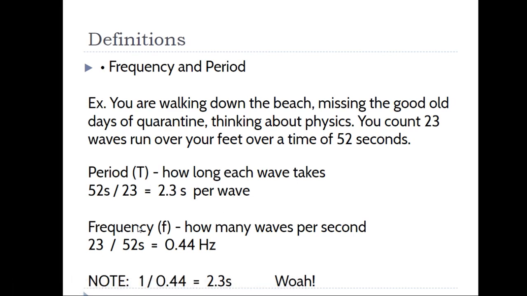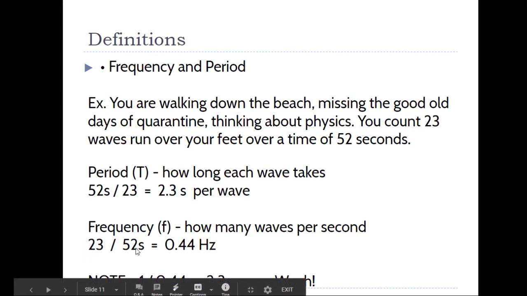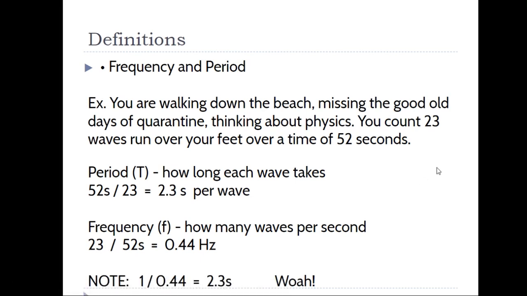Now, frequency, on the other hand, is going to be the inverse of that. We're asking, how many waves per second? In this case, we observe 23 waves in 52 seconds. So how many waves in 1 second? We just go 23 divided by 52. We get 0.44 hertz. And if we take our frequency answer, 1 divided by 0.44, that's the inverse, we get our period. You can see how those two work hand in hand.